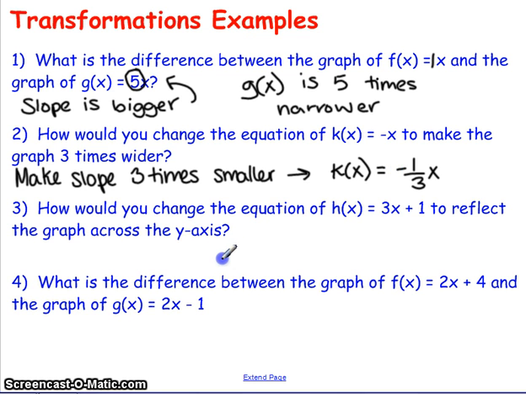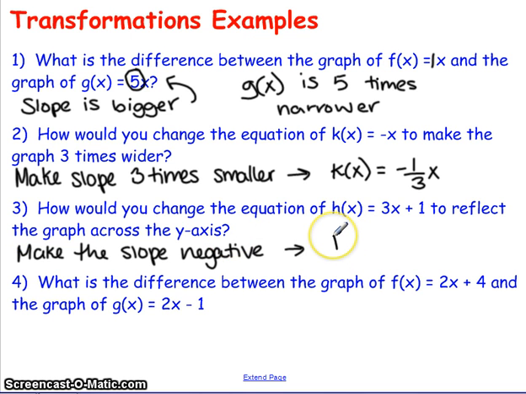Third question, how would you change the equation of h of x equals 3x minus 1 to reflect it across the y-axis? We know that to reflect across the y-axis, we need to make the slope negative. So we would write h of x equals negative 3x minus 1. If we looked at these two graphs, they would look exactly the same, except they would be mirror images across the y-axis.